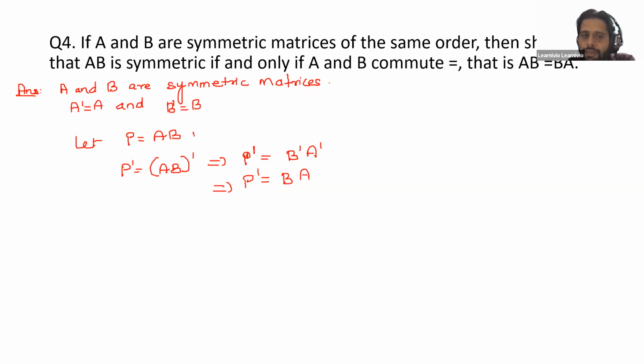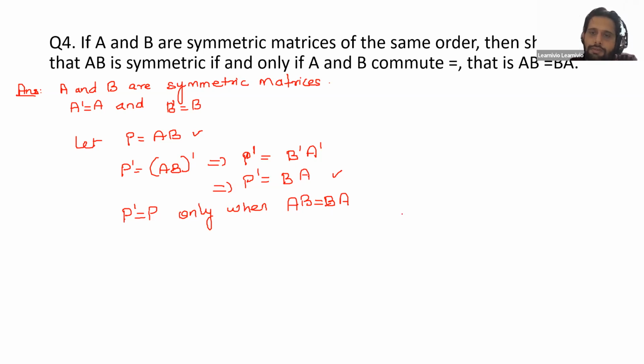If we check P, then P is equal to AB. We will check P transpose, then this is equal to BA. So when can we say that P transpose is equal to P? Only when AB is equal to BA. Okay, P transpose is equal to P only when AB is equal to BA.